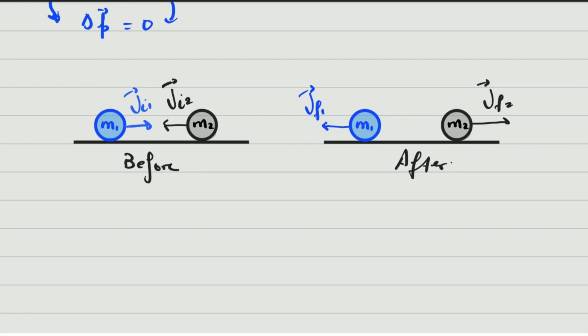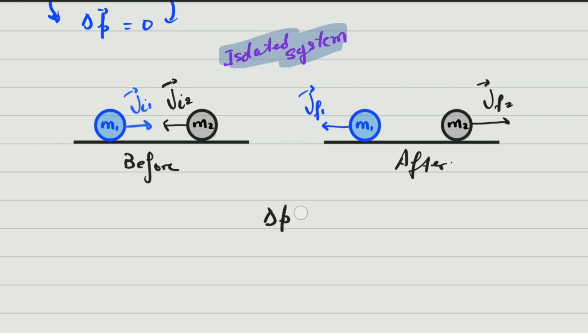Let's say that this system is isolated. Because momentum is always conserved, then we can apply the law of conservation of momentum. Now, what does that law state? That law states that in an isolated system, the total change in momentum is equal to 0.